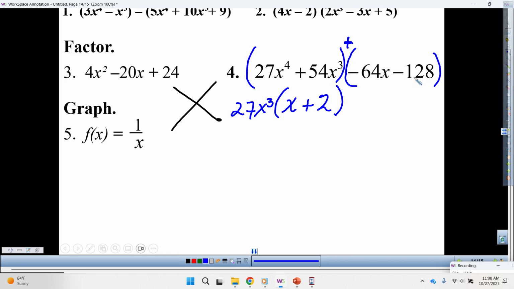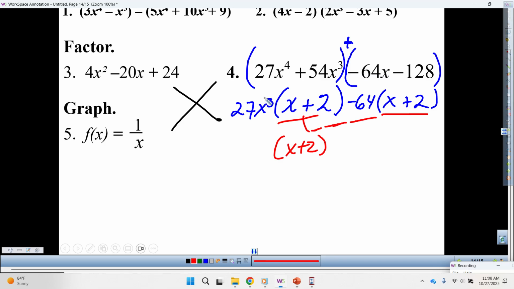Next, what can we divide both terms by? 64, and they're both negative, so it's negative 64 on my GCF. So that leaves me with x. Negative 128 divided by negative 64, that's positive 2. From there, question, what's the same here and here? X plus 2. So if we took this one and this one to make that, what's left over? This and that. So my other factor is 27x cubed minus 64.